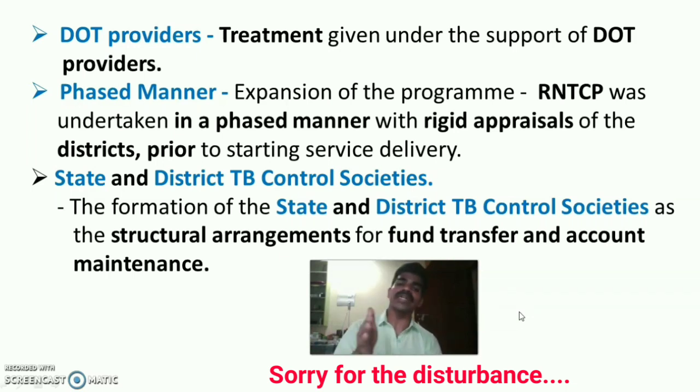Then formation of state and district TB control societies. As the structural arrangement for the RNTCP, for the transferring of funds for the Revised National TB Control Program, and for maintaining the accounts and records, the district and state TB control societies were formed in respect to the RNTCP program. That is the formation of state and district TB control societies. It was the infrastructure or structural arrangement for the fund transfer and account maintenance for the RNTCP program. This is, in short, about the beginning of the RNTCP program in India.